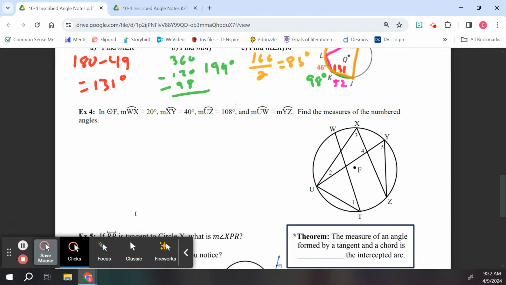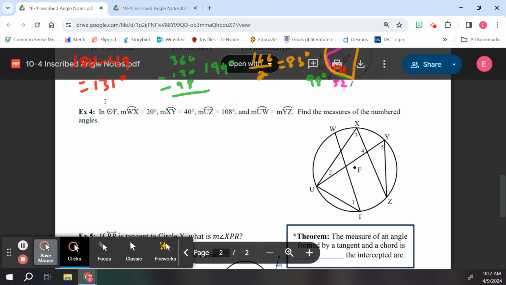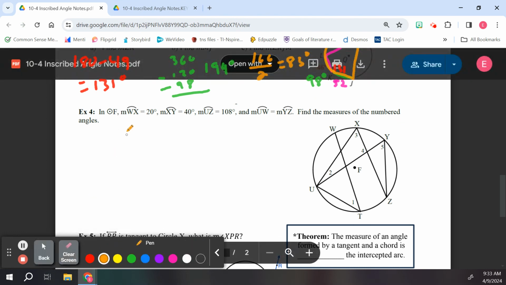All right, so again, remember, these are slowly getting a little more complicated, so colors help. In circle F, we have that the measure of arc WX is 20 degrees. The measure of XY is 40 degrees. U to Z, so this entire thing right here, is 108 degrees. And arc UW is congruent to YZ. Find the measures of the numbered angles.